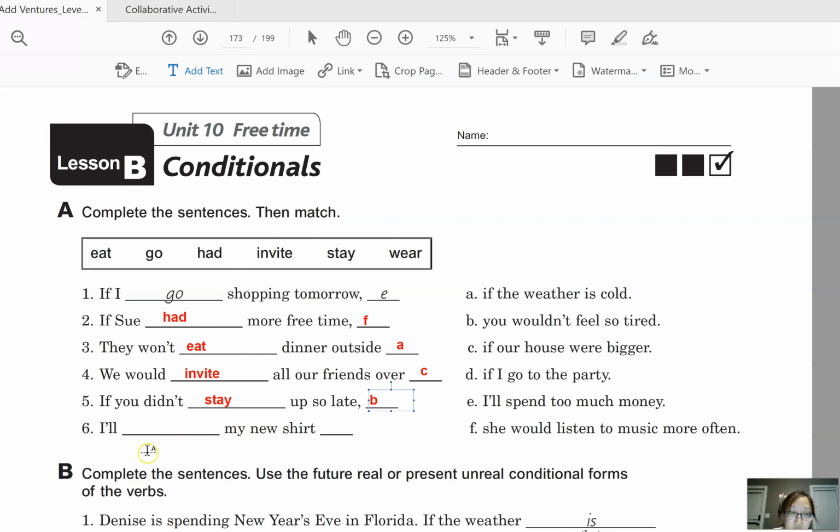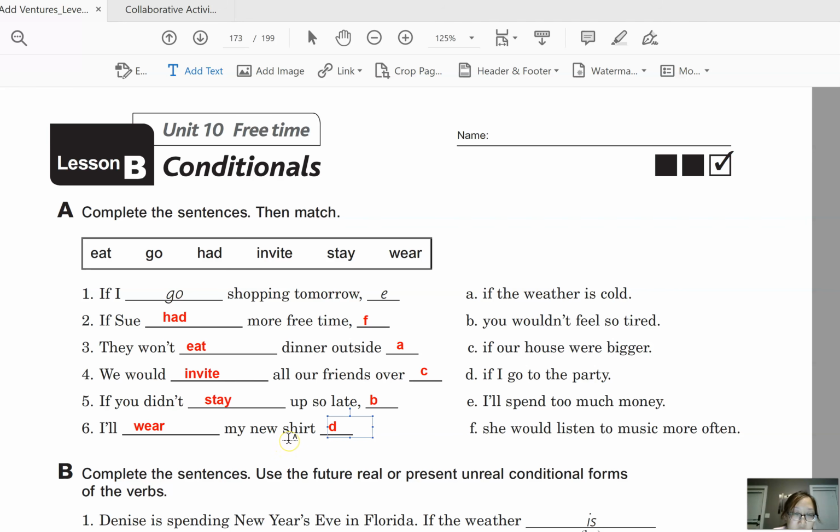Okay, and then number 6, I'll wear my new shirt, D, if I go to the party. Okay, so this is future real conditional. Okay, so it's a possibility that I might go to the party. So if that's the case, I'll wear my new shirt.